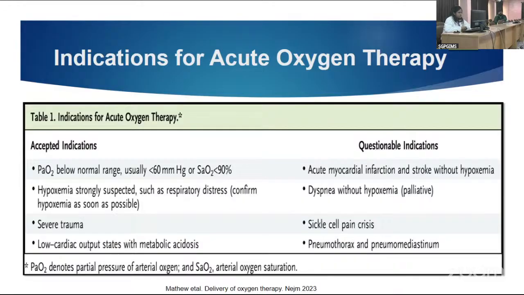Now, what comes in accepted indications? The accepted indications are those in which we know that we have to provide oxygen therapy to the patient. So what are the cases: PaO2 below normal range, usually less than 60 mmHg and less than 90% saturation, and hypoxemia strongly suspected, such as respiratory distress and severe trauma patients. In low cardiac output patients.